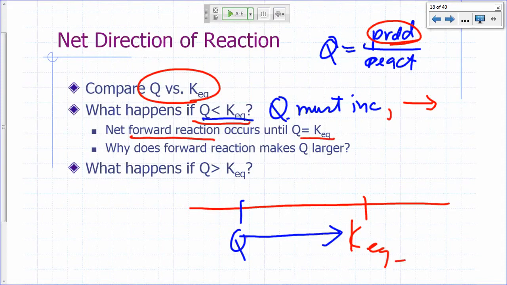So this is an easy way to remember it. If Q is less than KEQ, the reaction is going to shift forward, going to go forward until Q becomes equal to KEQ. So the forward reaction makes Q larger because that's going to give you more products. So your numerator is going to increase. What happens if Q is larger than KEQ? If Q is over here? Then we say there will be a net reverse reaction. The reverse reaction will predominate until Q becomes equal to KEQ, and you have reached your equilibrium.